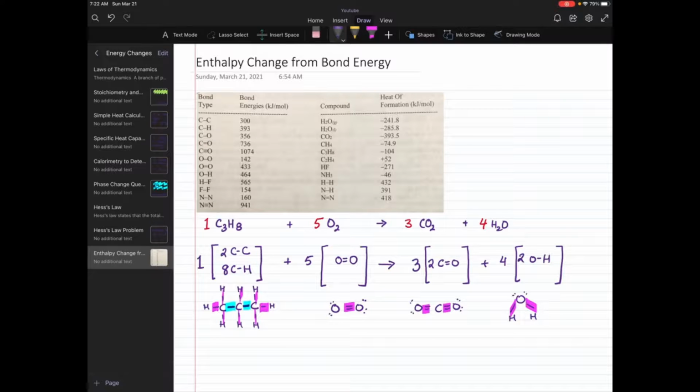So the bond energies for C3H8, and I'm going to use the brackets here because it is nice and organized this way. We have 2 carbon-carbon bonds, so 2 times 300 kilojoules of energy. That's the amount of energy required to break the bond. And 8 times carbon hydrogen, which is 393. Okay, plus 5 times O2. O2, we have to look at the O and O double bond, which is 433.